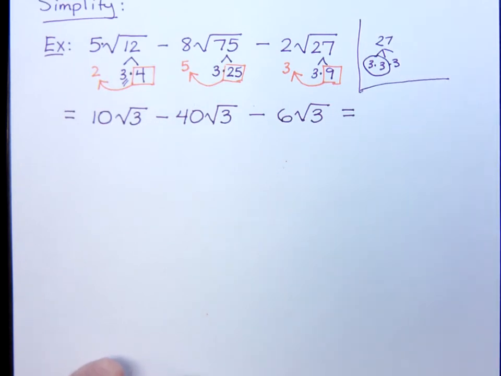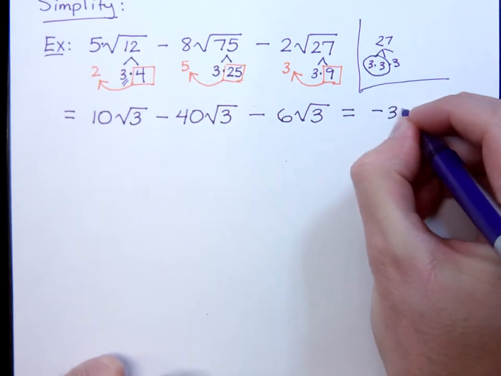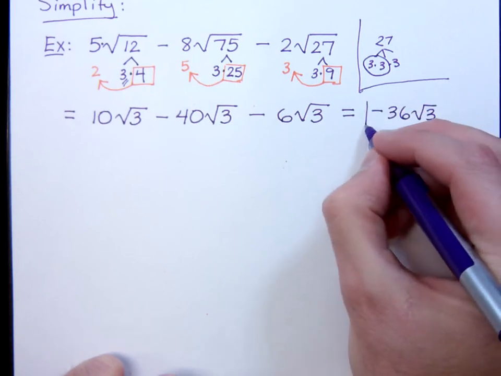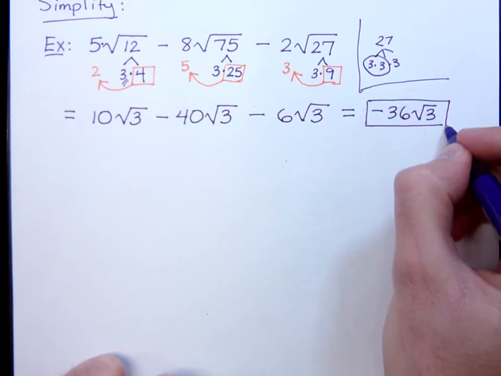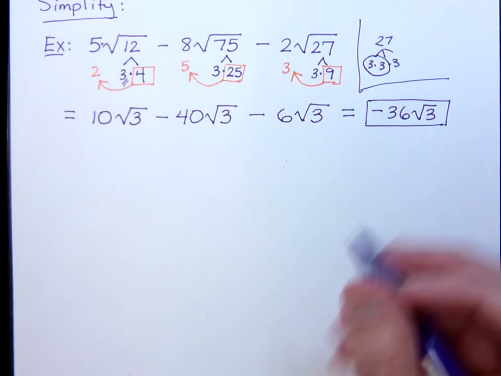So when I combine all these, what do I have? Negative 36. Negative 36 square roots of 3. What do you guys think? Is that it? What else could you do with that? There you go. You can't combine these guys any further.